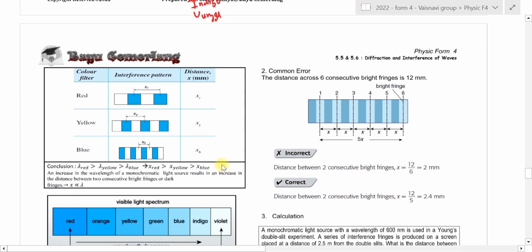Okay, kamu tengok. Red color filter interference pattern dia macam ni. Yellow dia jadi macam ni. Blue dia jadi macam ni.